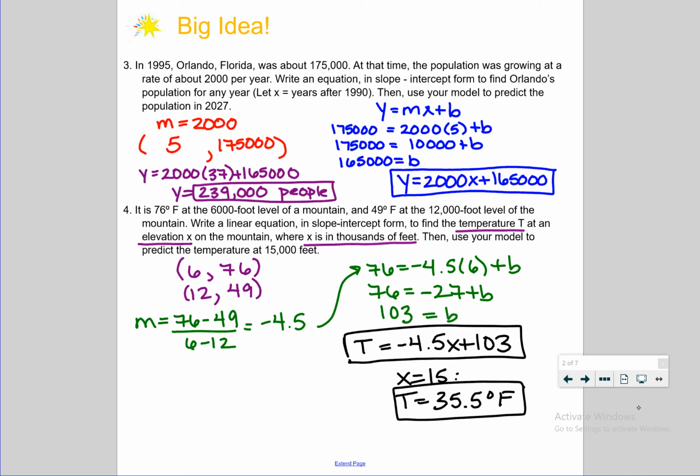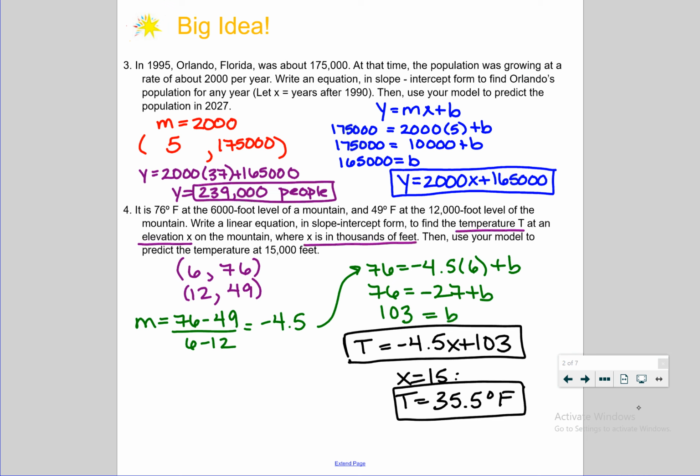90-degree intersection. Slopes are opposite reciprocals. Okay, so for example, if I have a slope of 2/3, what's the opposite reciprocal of that? -3/2. So we flip it, we change the sign. If you're not sure if two numbers are opposite reciprocals or not, multiply them together and you get -1. If I multiply 2/3 times -3/2, my answer is -1.